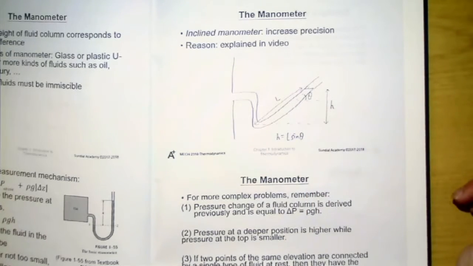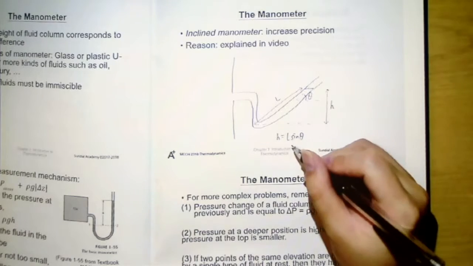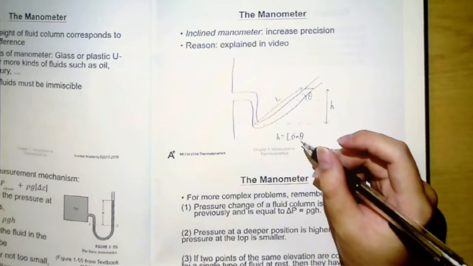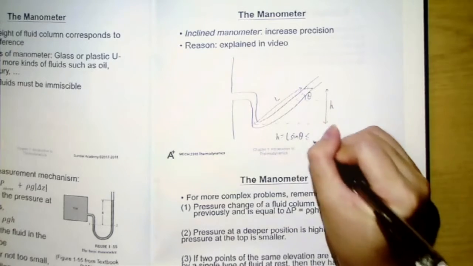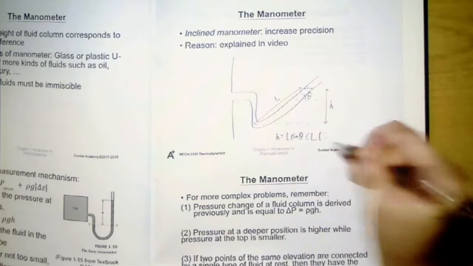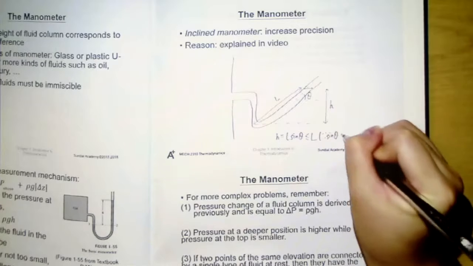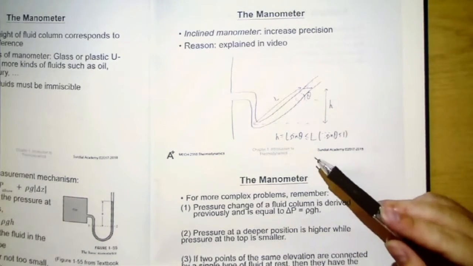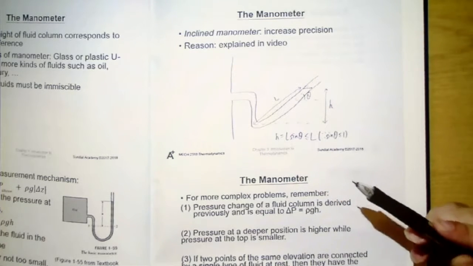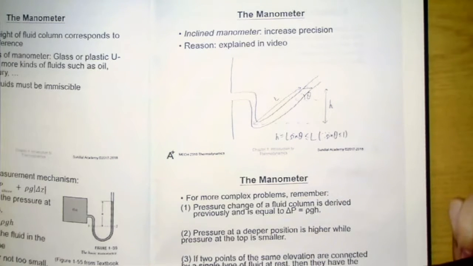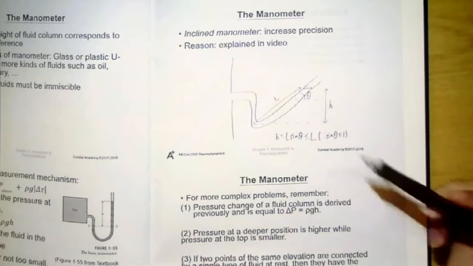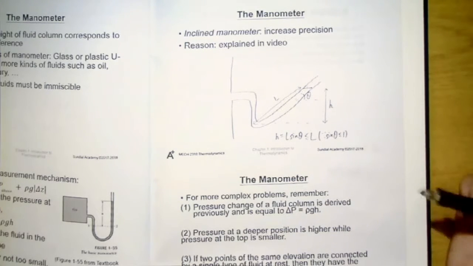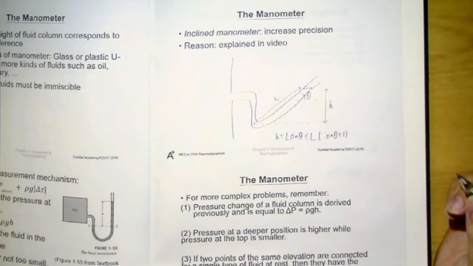Because sine theta varies from 0 to 1 for acute angle theta, h is less than or equal to L. Because of this, that means L will be increased if an inclined manometer is used with h unchanged. Because your measured value will be larger, the percentage error you get will be smaller. So the precision will be increased if you use the inclined manometer.